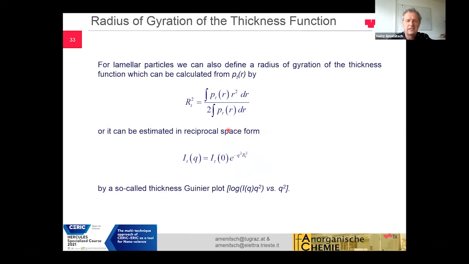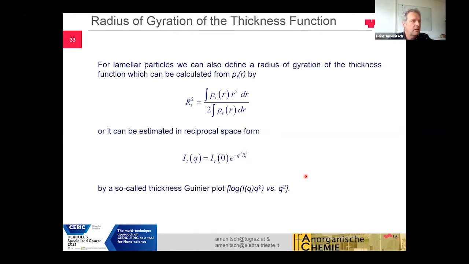The same thing is for the thickness function. You can derive the thickness of your particles directly from the intensity. If you have this 1/q squared behavior at low q, you have to multiply by q squared to calculate the transformation to measure the thickness radius of gyration, and then you can directly measure the thickness of your particles, or the lamellas in this case.